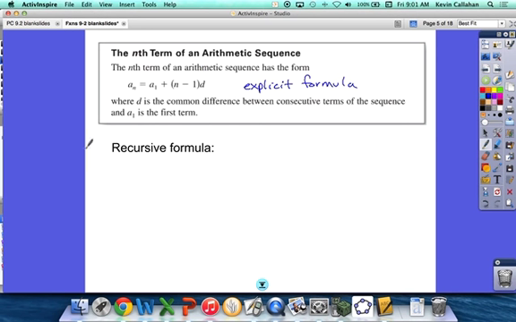And there is a recursive, or, I'm noticing in this book, they're actually not saying recursive, they're saying recursion formula. Okay, the recursion formula would tell you that the nth term is the nth minus 1 term plus the common difference. If you know whatever is the term before, just add that common difference, you get the next term.